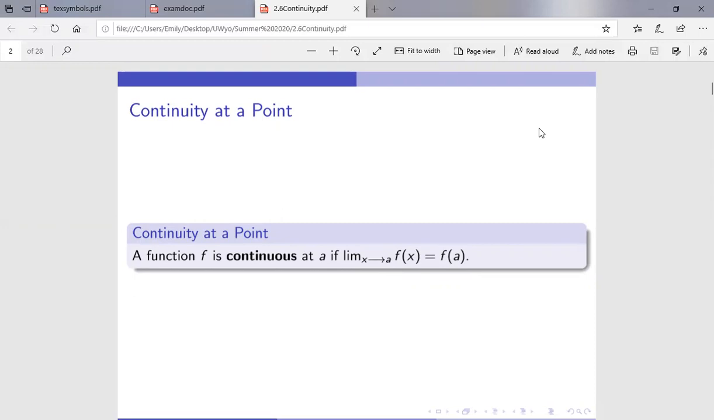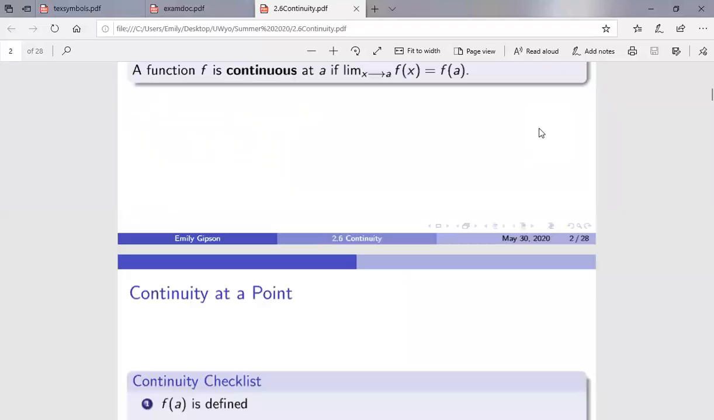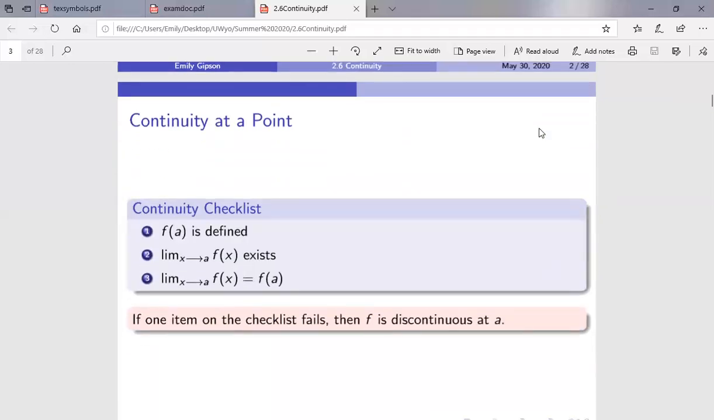And we say that a function f is continuous at a if the limit as x approaches a of the function f of x is equal to f of a. Now, we saw previously that f of a need not even exist for the limit to exist. But in order for it to be continuous, the limit needs to exist, the function needs to exist, and they need to be the same value. So that brings us to the next slide, which is continuity at a point, the checklist.